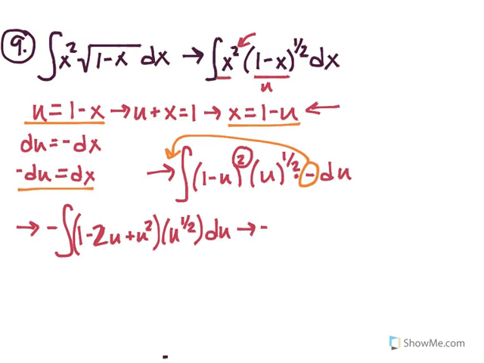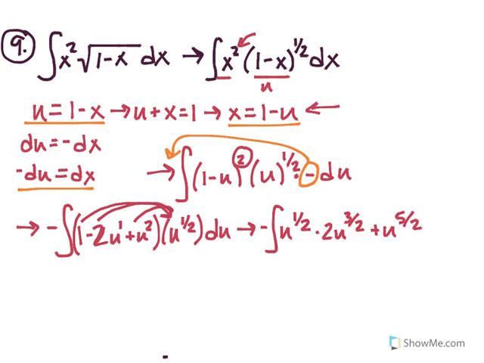So all together, we've got negative integral. I'm going to do the 1 first. 1 times u to the 1/2 is just u to the 1/2 power. Okay, next term, negative 2u times this. Well, this u here is to the 1st power, so we add the exponents. That will give us 3/2. So minus 2u to the 3/2 power, and then last but not least, u squared times u to the 1/2. 2 plus a half is going to be 5/2. Sorry about that. Plus u to the 5/2 du.